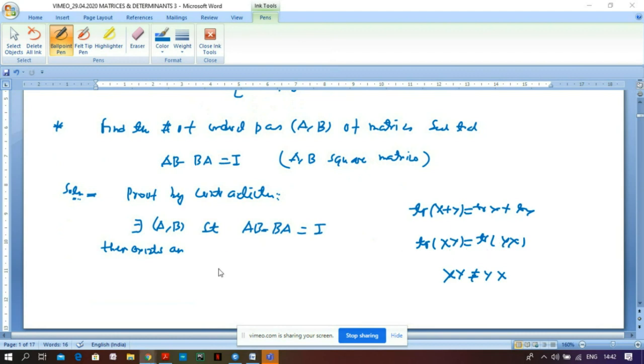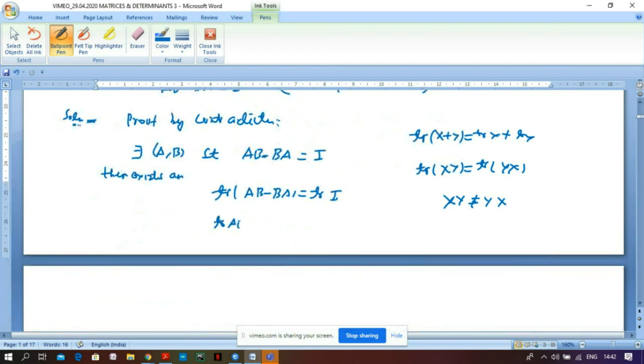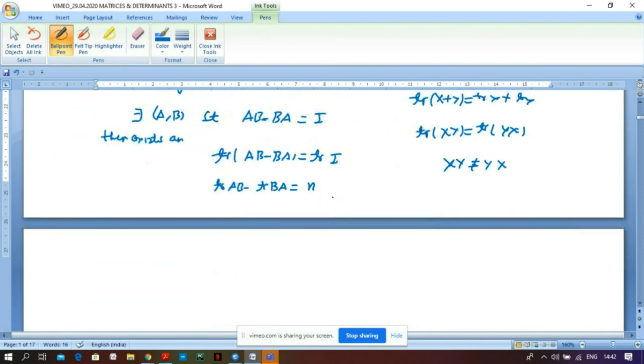We take trace on both sides. Then I will get trace of AB minus BA is trace of I. This implies trace of AB minus trace of BA must be trace of I, that is n, because say I is a matrix of order n by n. Certainly it is not 0. So n greater than or equal to 2 I will take for the matrix to make sense. And because trace of AB is trace of BA, 0 equals n, you hit the contradiction because n is a positive integer, in fact greater than or equal to 2.